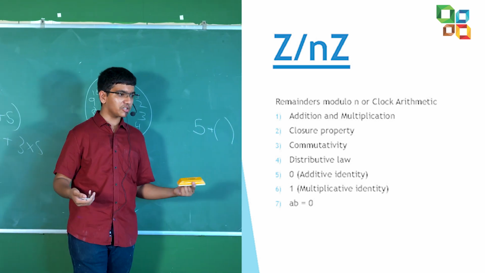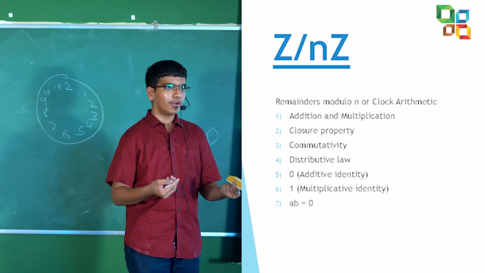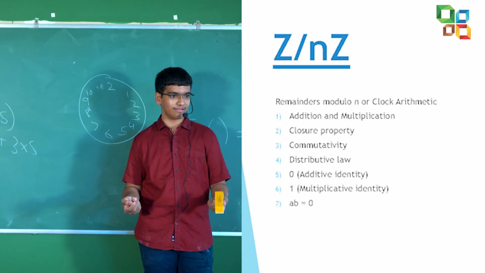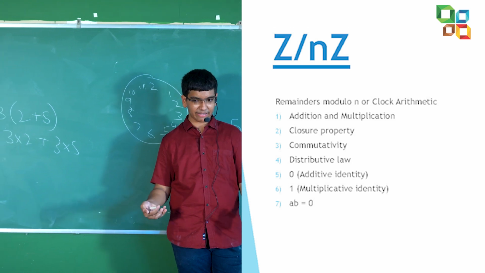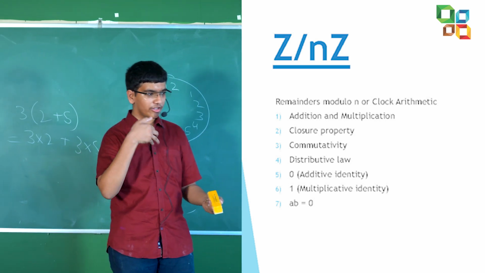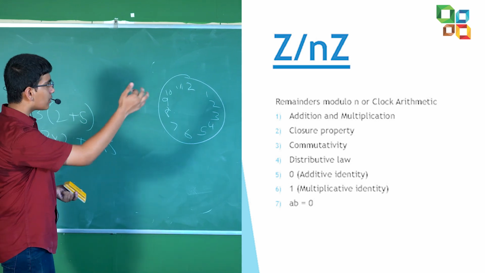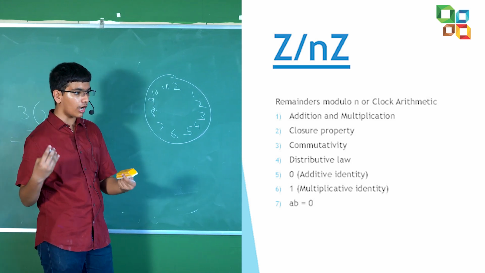Now, this is not in the 24-hour clock. Let's say 29 o'clock. What would that be? It will be 5 o'clock. How did you do it? You found the remainder. So that's basically what Z mod N Z is. You are thinking in terms of a clock.